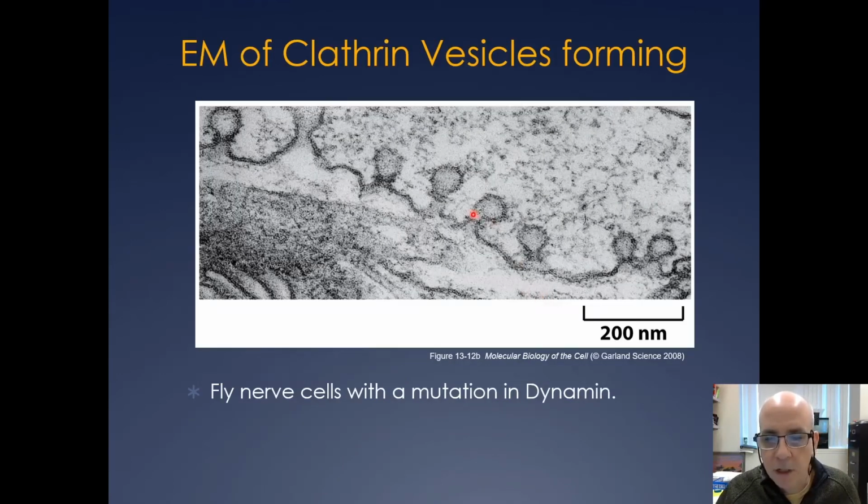This is a fly nerve cell with a mutation in dynamin, and you can see the Clathrin-coated vesicles are here, but they can't pinch off. They form, or they start to form, they invaginate, but they can't pinch off when you have a mutation in dynamin.